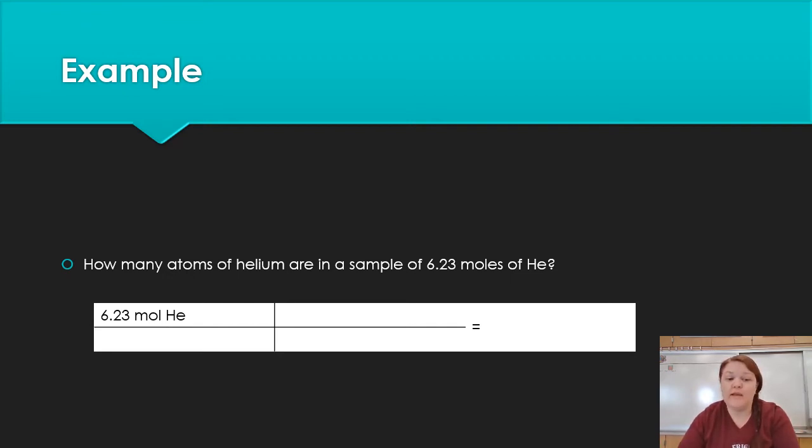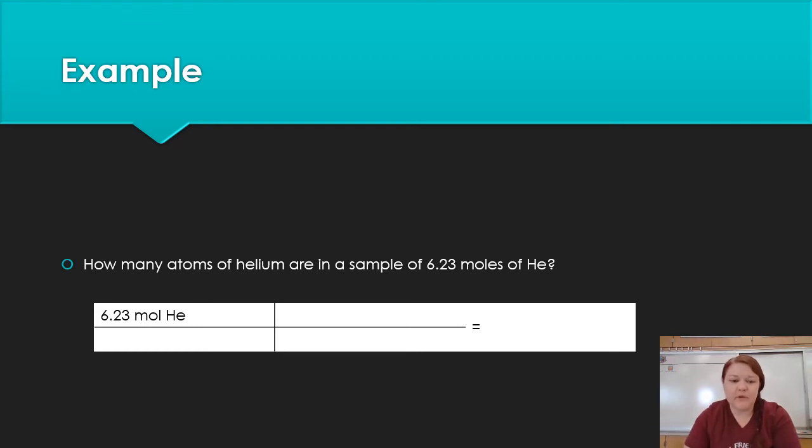So we've got this time moles of helium. So we've got the groups. We've got 6.23 groups of helium. We want to know how many actual helium atoms do we have? So take a second again. Think about, are we going to have to multiply or divide by Avogadro's number?